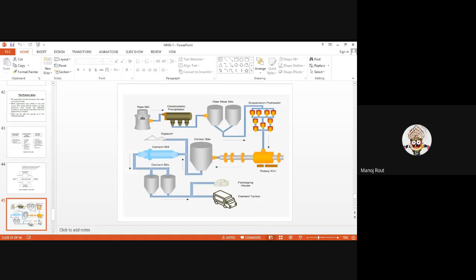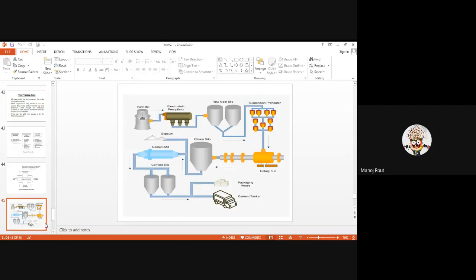The raw material is refined, and by adding gypsum, which is used as a binding material in cement industries, it reaches the cement mill, and from the cement mill to the cement silo, where the bulk, or large volume, of cement is collected. That is directly distributed through the cement tanker, and it is also directed towards the packaging house. So this is the typical manufacturing process flow diagram of cement industries. So that's all for today.